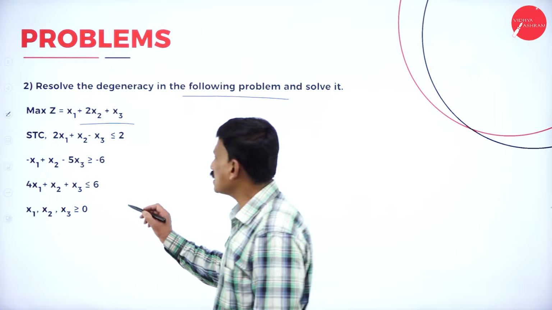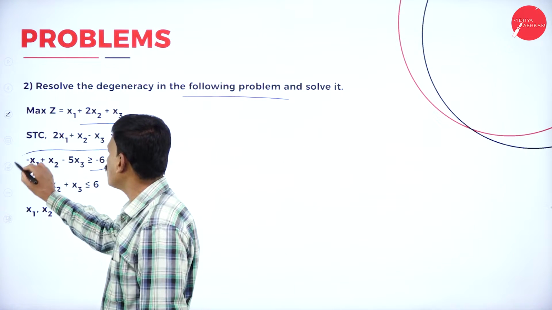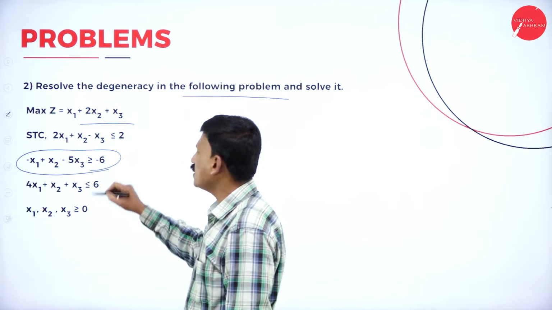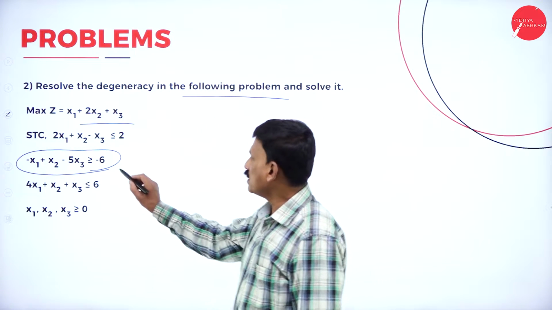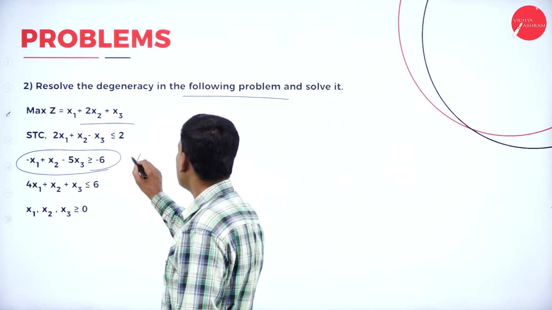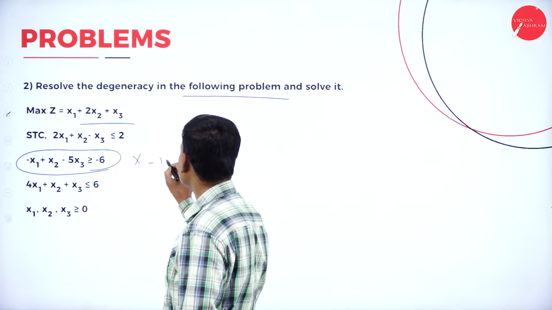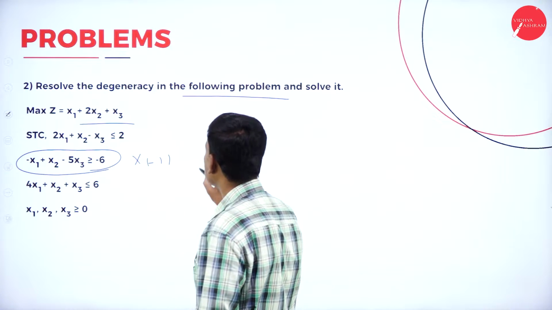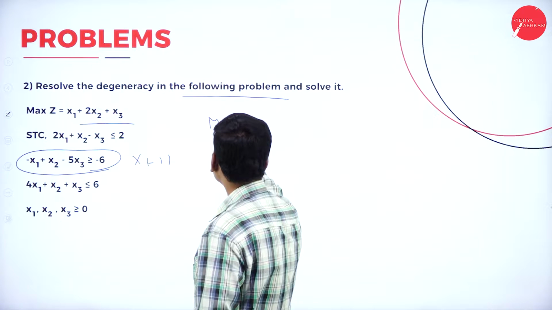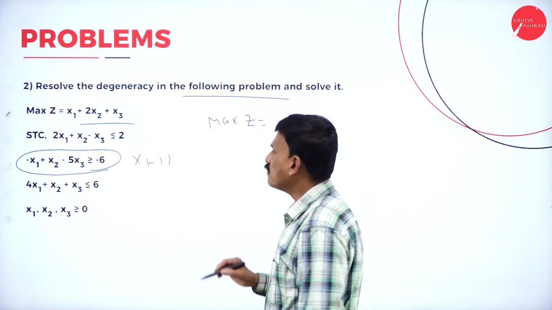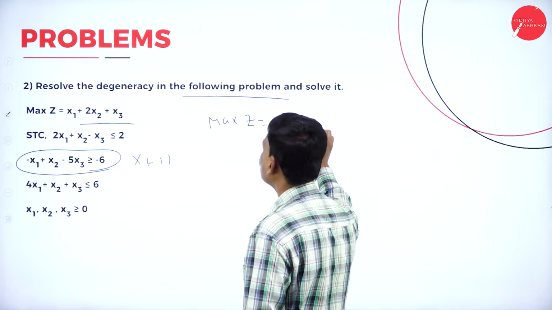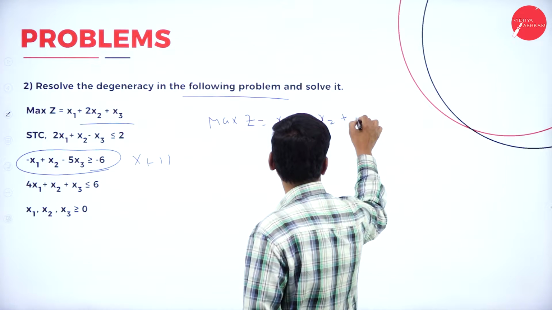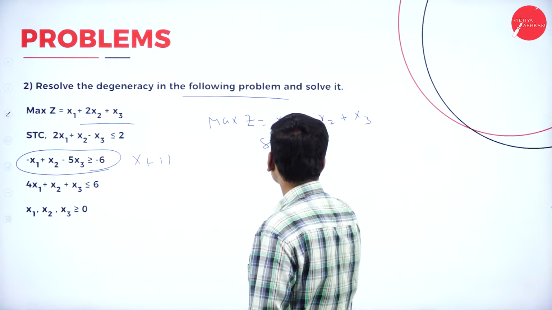Now see here, in the second equation it is greater than or equal to minus 6. Let us convert this as positive. To convert this minus 6 as positive, multiply this equation by a negative sign. If you multiply by a negative sign, what will we get? The same values. Max z is equal to x1 plus 2x2 plus x3 subject to the constraints.